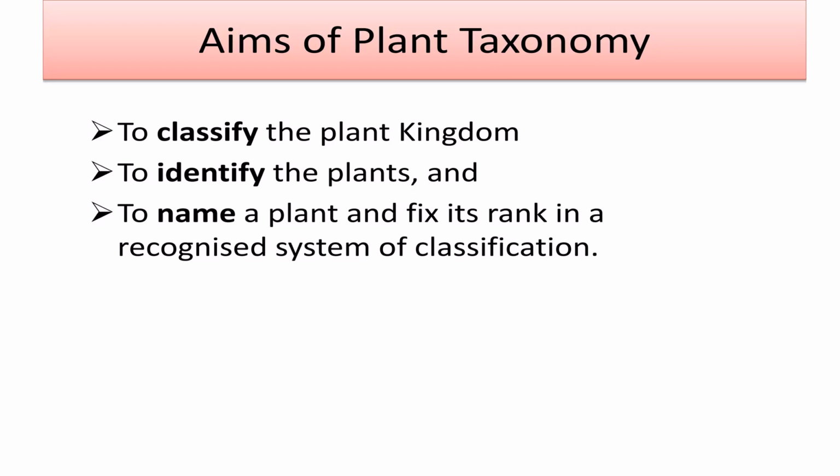Then identify the plants. And what is the need to identify the plants? Like unique features, each and every plant is having its own unique features. Based on that, the identification is also made to differentiate each other. Then importance of naming of plants. Each and every organism in the universe is having its own scientific name. So to avoid confusions and to recognize the plants, the name is important for that.